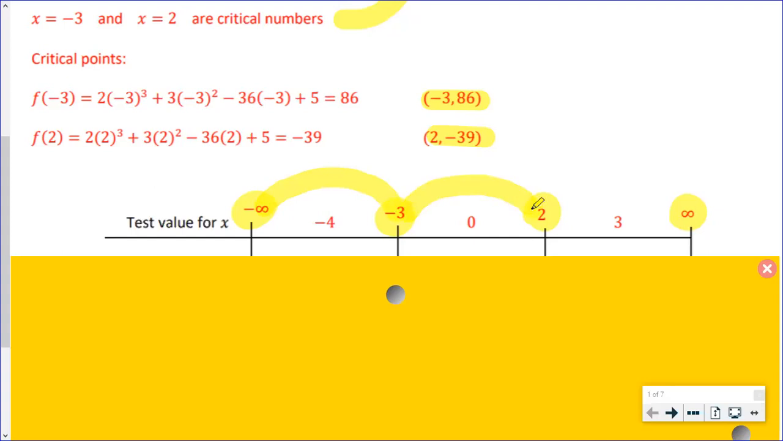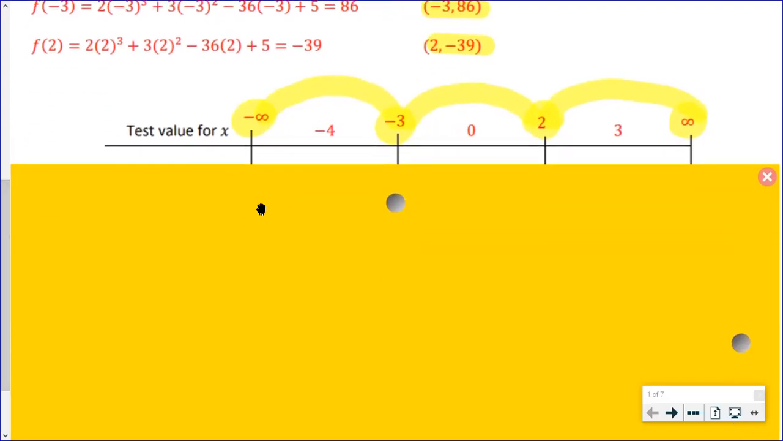In between -3 and +2, I could have chosen +1. 0 is very easy to plug in. So when you're able to pick 0, try and pick 0. And in between 2 and infinity, I pick the closest number, +3. You want to avoid fractions and decimals when you're picking your test numbers because there's lots of room for error in those calculations.